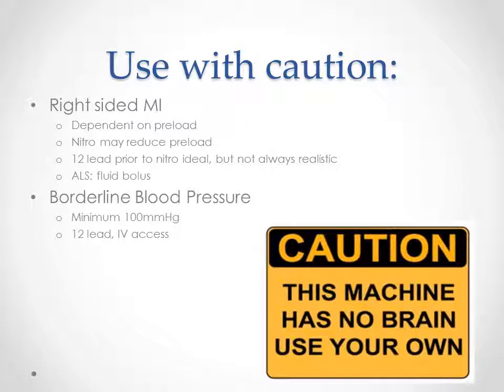ALS can mitigate some of the detrimental side effects by giving fluid boluses to patients whose blood pressure drops significantly after nitro administration. Another case that we want to use nitro with caution is borderline blood pressures. Nitroglycerin is contraindicated for patients with a blood pressure below 100 millimeters mercury. However, since we expect nitro to drop blood pressures, patients with a blood pressure slightly above 100 should be treated with caution. If possible, obtain a 12-lead EKG prior to administration due to the possibility of a right-sided MI, and or have IV access prior to administering nitro.